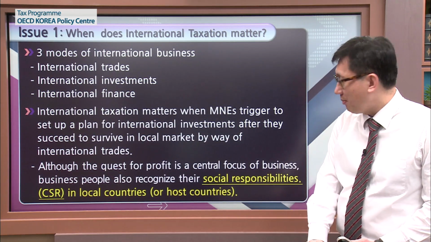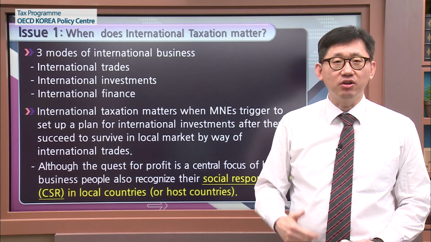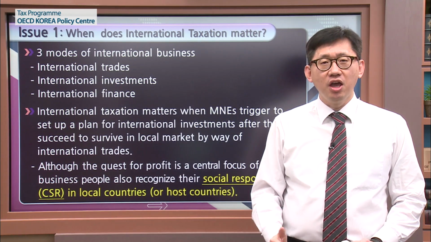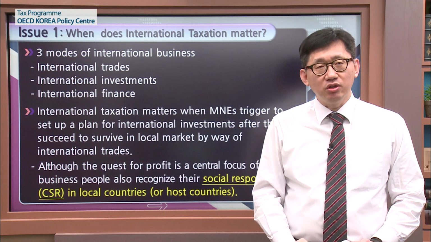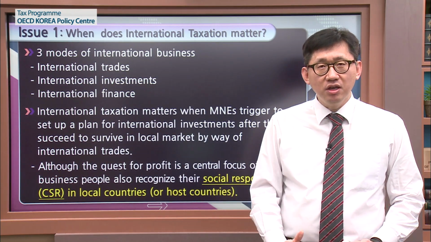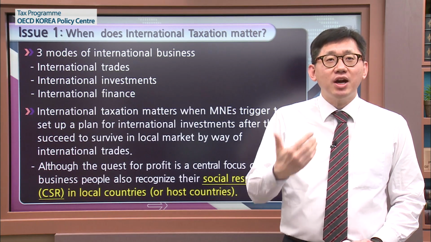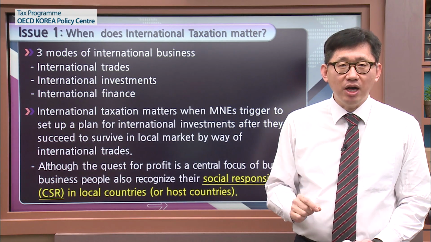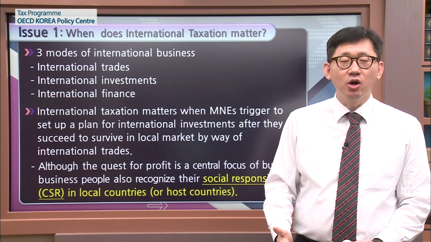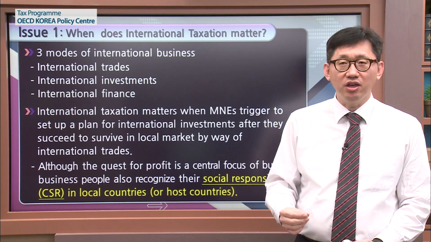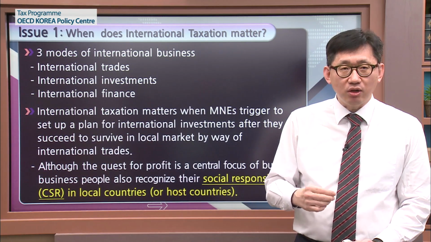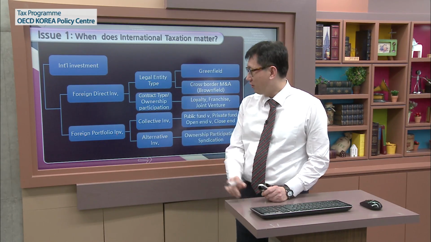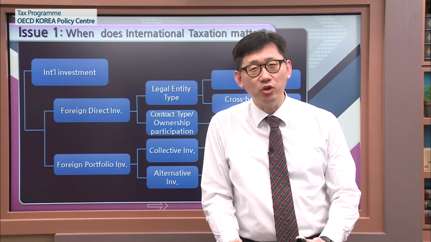Although the quest for profit is a central focus of international business, people also recognize social responsibility in local countries. Even though when they make an investment in an international or local market, the reason is profit maximization, from the perspective of a multinational enterprise, they have to think about social responsibility. Always think about what kind of contribution you can make to the local countries as well. There are two types of international investment. One is foreign direct investment, and the other one is foreign portfolio investment.